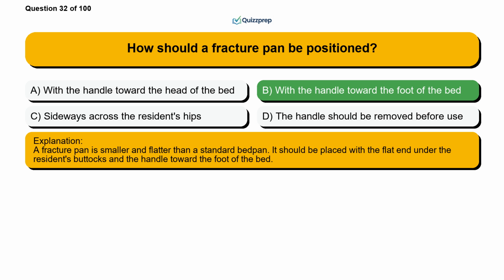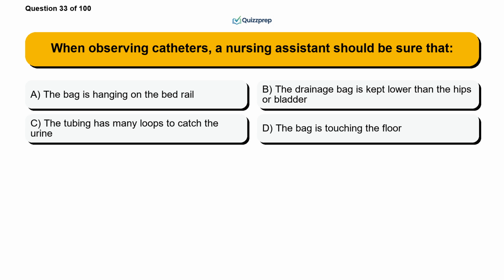It should be placed with the flat end under the resident's buttocks and the handle toward the foot of the bed. Question 33. When observing catheters, a nursing assistant should be sure that Option A. The bag is hanging on the bed rail. Option B. The drainage bag is kept lower than the hips or bladder. Option C. The tubing has many loops to catch the urine. Option D. The bag is touching the floor.